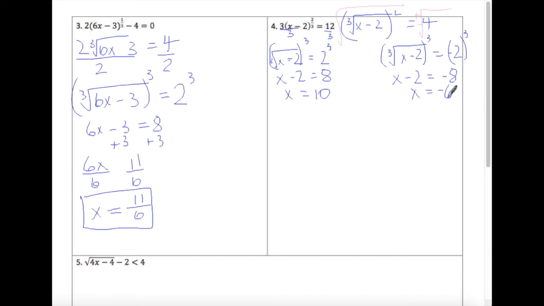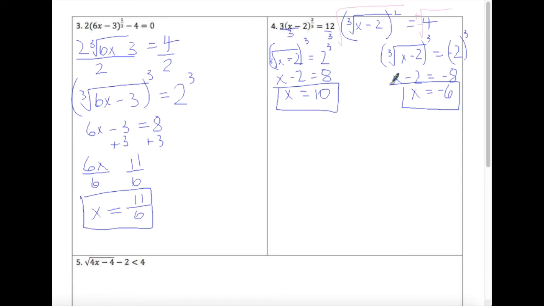And the nice thing here is, we get extraneous solutions if we square both sides, because squaring both sides changes the domain, like I said earlier. But cubing both sides doesn't change the domain. So as long as we did our algebra right, both of these solutions work. And you can verify them for yourself.